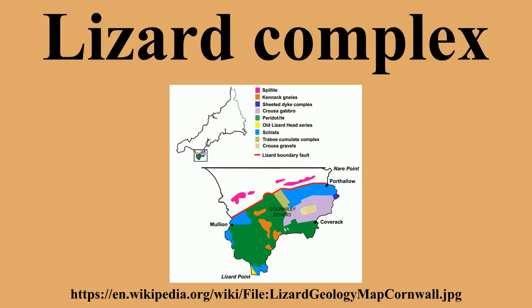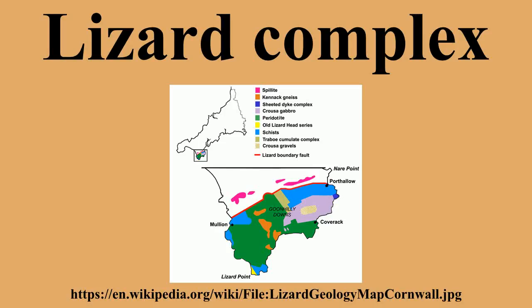It has been suggested that the Traboe gneiss was formed by partial melting during the obduction of the ophiolite onto the continental crust. Although an earlier stage of hot emplacement is not ruled out, it is now generally accepted that in the final stage of emplacement, during the Variscan orogeny, the ophiolite was relatively cold.